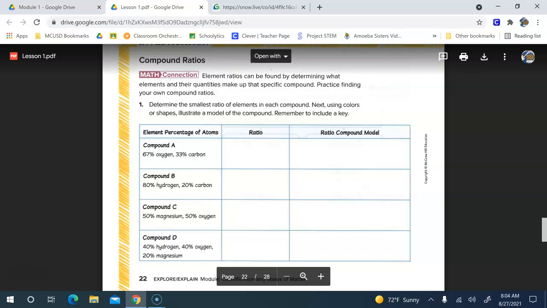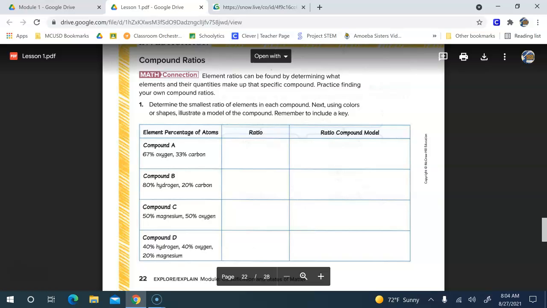Now when you draw them, I just expect to be able to see the difference. Now, the atoms need to be touching in a compound. So we would have 2 oxygen molecules and then 1 carbon. And you can just show that's different by filling that in, or you can color it a different color. That's completely up to you.